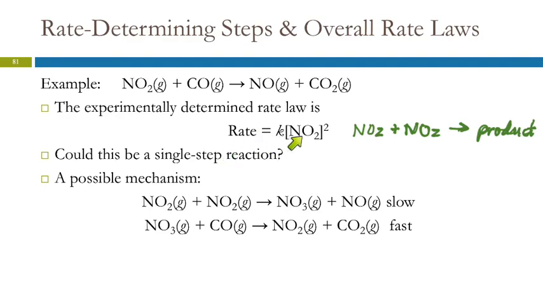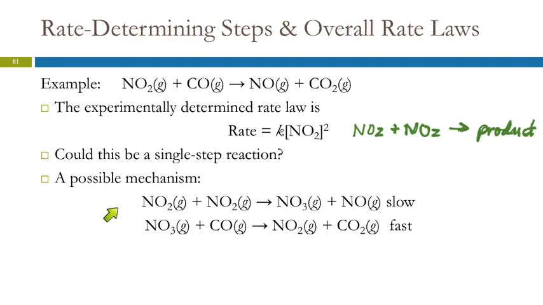So this rate law, being second order in NO2, means that there's a step that's bimolecular where we have NO2 colliding with NO2. Well, do we see that anywhere in the overall reaction? We just see one NO2, and then there's CO in here also. So this cannot be a single step reaction. There's got to be something else going on. This reaction between NO2 and NO2, because that shows up in the rate law, that's probably the rate determining step.